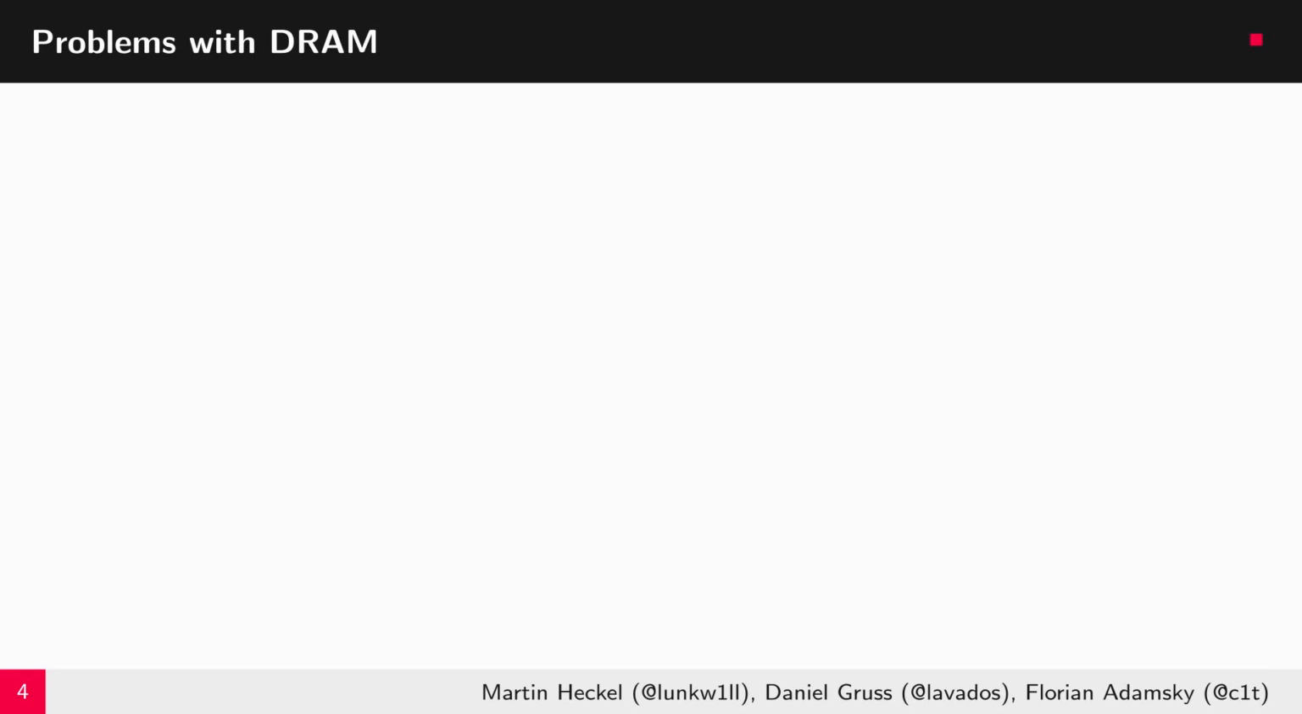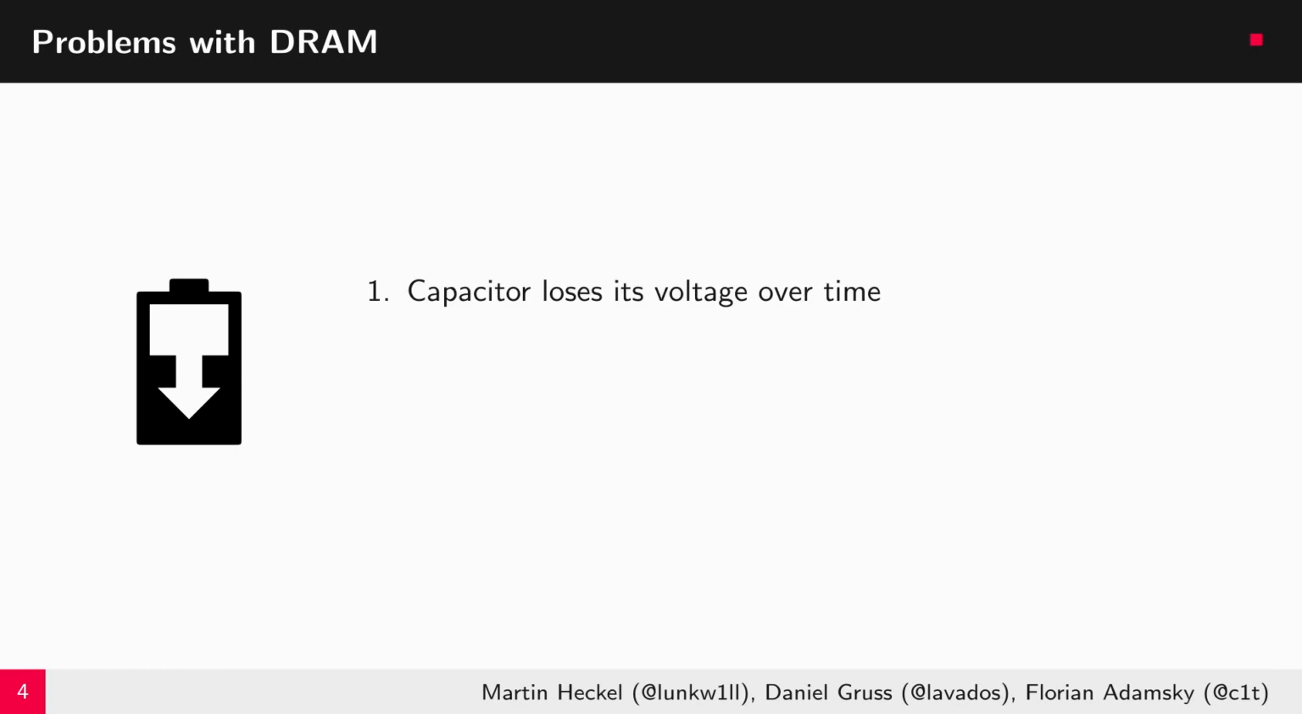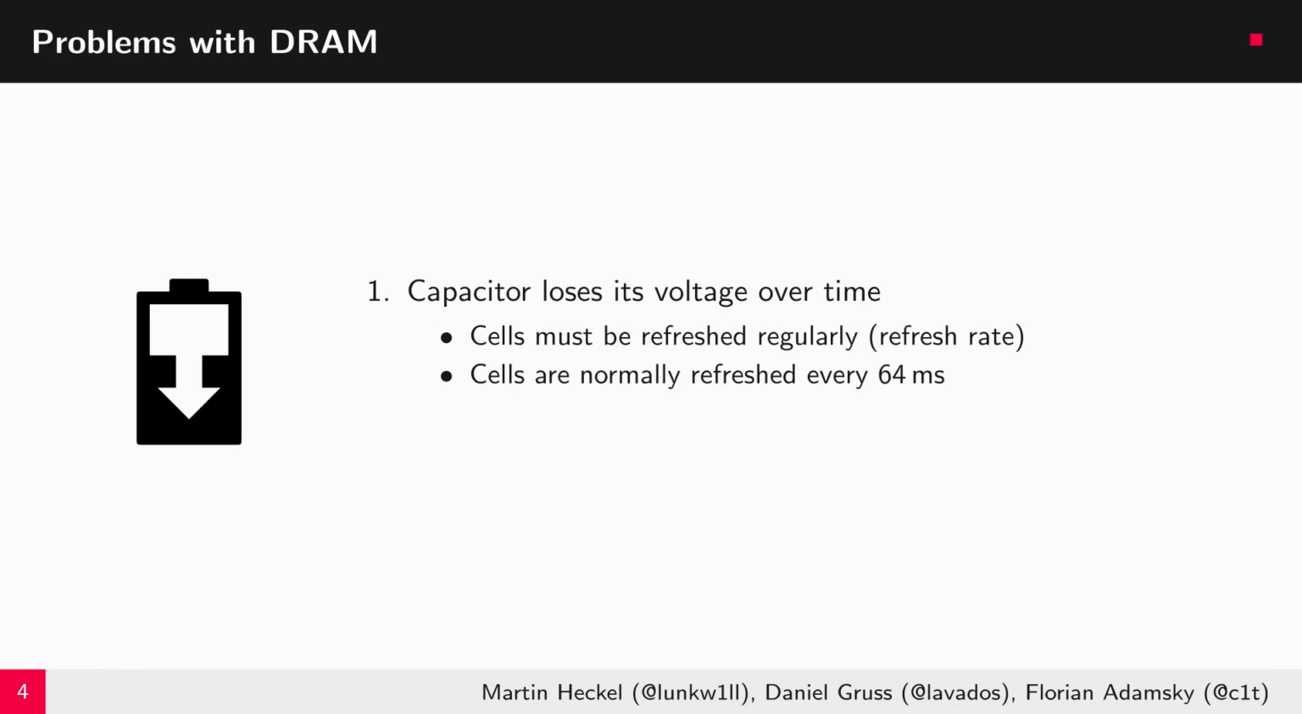Because we have a couple of problems with DRAM. So first of all, the DRAM chip contains multiple capacitors, and these capacitors save the actual data. So if voltage is on it, then you have a 1, and if there's no voltage, then this is a 0. The problem is, if you paid attention in physics class, this capacitor loses its voltage over time, and that's a problem. And this is why we need to refresh it regularly, and that's called the refresh rate. And usually we have a refresh rate of about 64 milliseconds.